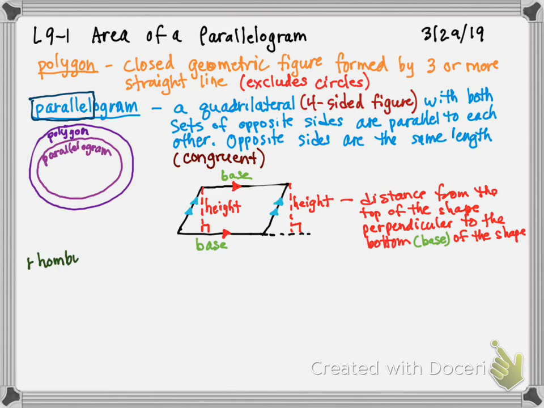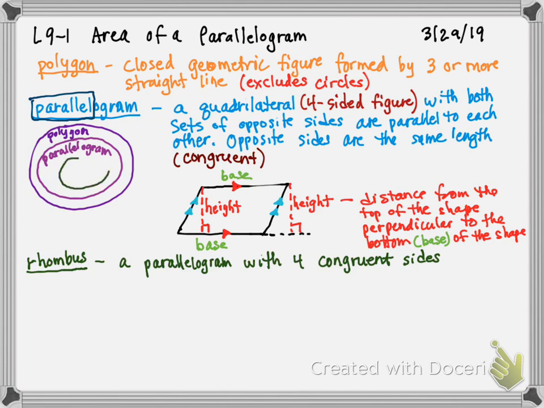Rhombus. I was so impressed with Tiana when she was in kindergarten, and she could tell me what a rhombus was. I'm like, yes! So a rhombus is a parallelogram with four congruent sides. Remember what congruent means? Same length. So inside of that definition of a parallelogram are all these rhombuses.